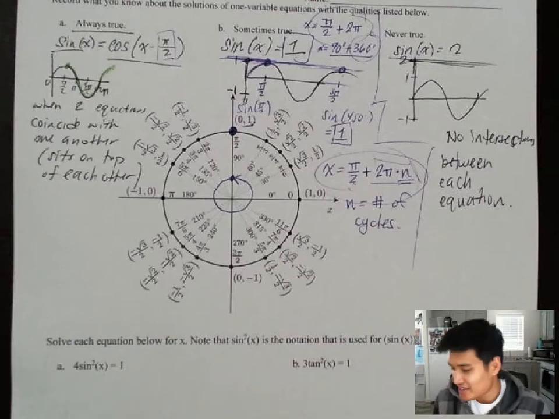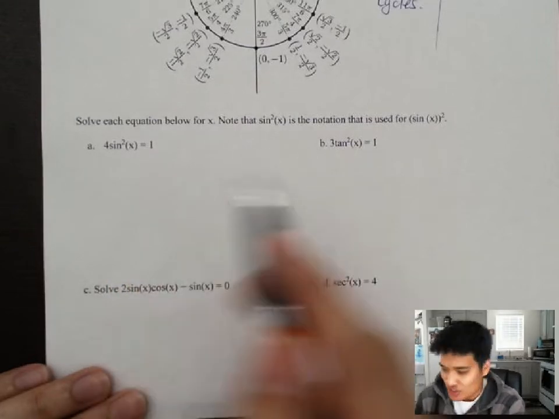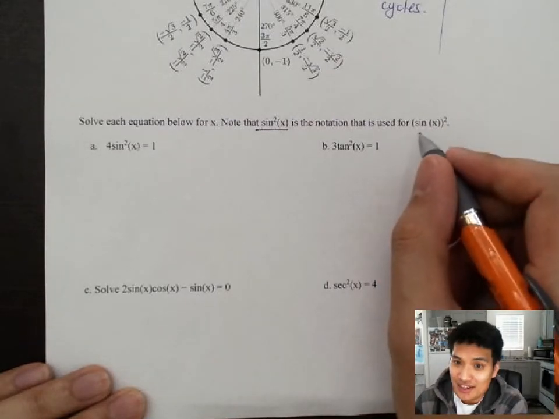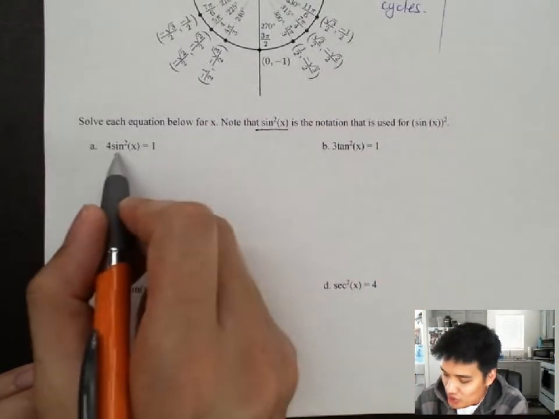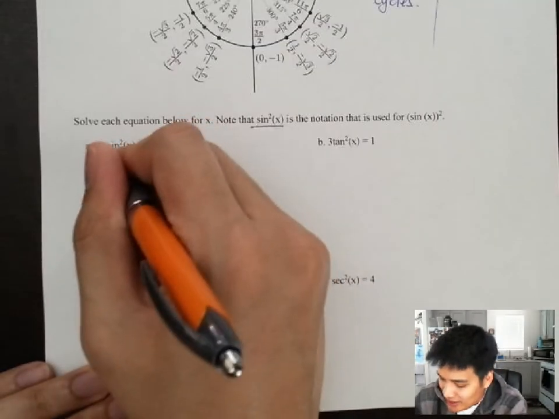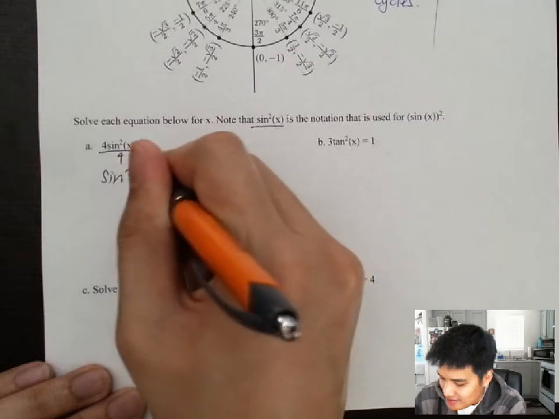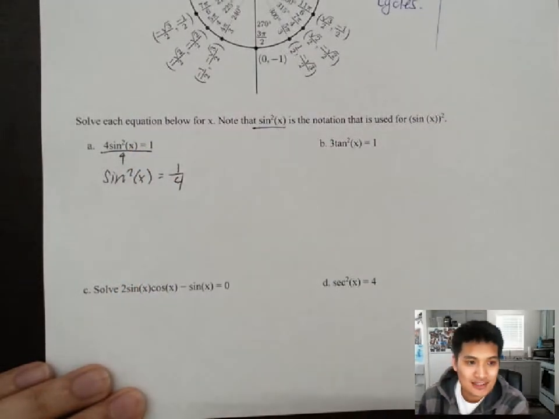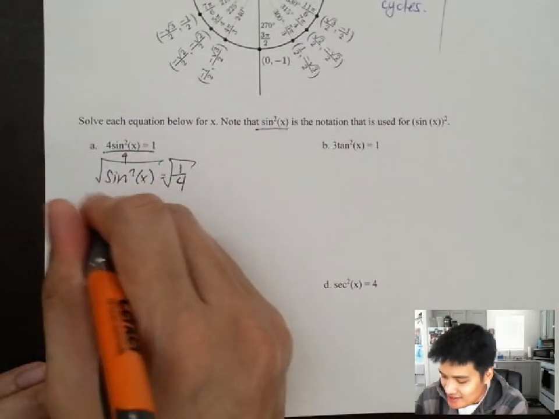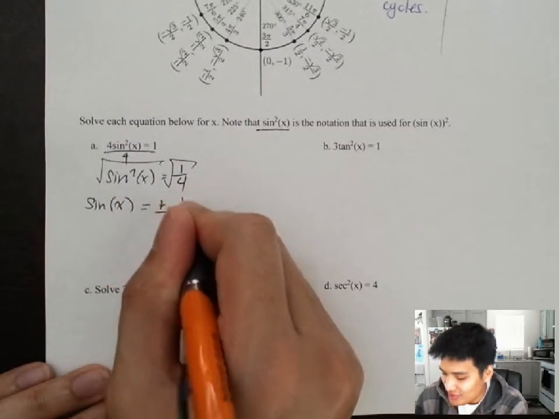So let's take a look at a few examples here. Right over here we have this equation. Something you notice is that, remember, sine squared x is the same thing as squaring sine x. So one thing we should do is try to get sine by itself. In this particular case, I can divide both sides by 4. So we have sine squared x is equal to 1/4. Then to get rid of the square, all you need to do is square root both sides. Therefore, I end up getting sine x is equal to plus or minus 1/2.